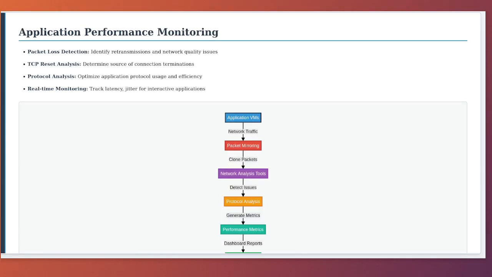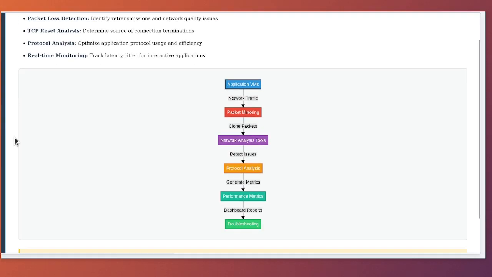Application performance monitoring. Beyond security, packet mirroring is invaluable for troubleshooting application performance issues. Network engineers often face situations where applications report problems, but traditional logging does not reveal the root cause. Being able to see exactly what is going over the wire provides insights that application logs simply cannot deliver.